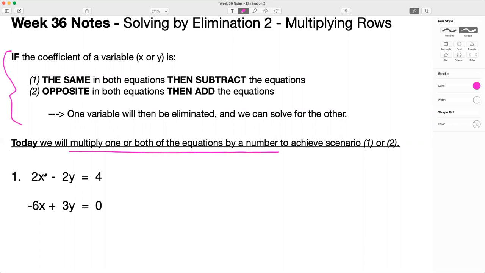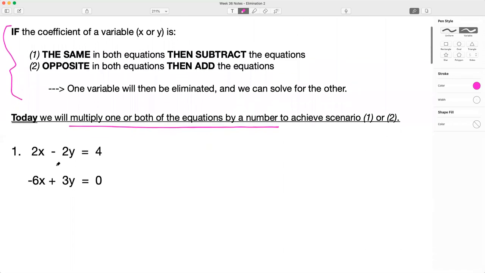So what we do is we look at an equation and go, all right, how can I multiply this equation so that it would be a situation where I have the same or the opposite coefficient in both equations. Well, I can take this equation right here and I can multiply it by 3. All the numbers, multiply them by 3. So everything gets multiplied by 3 on the left and the right.